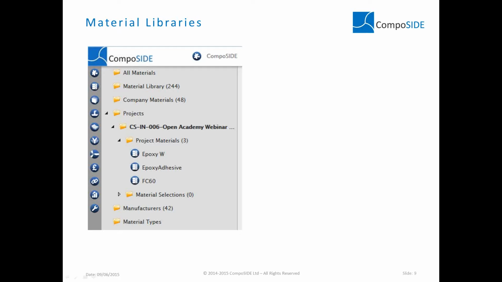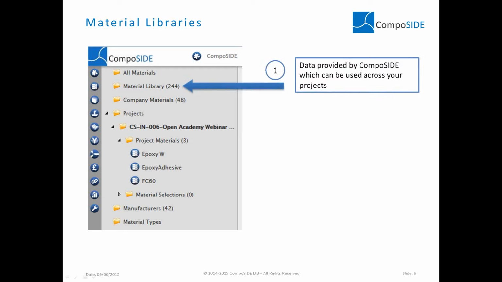So you've seen this is a part of our tree which we are going to use to indicate the different material libraries. First is the material library, which is provided by CompoSIDE, which consists of quite a few, 244 at the moment, generic material data. We are going to show you what data we have, but these are the generic materials which can be used as an initial stage of your design.